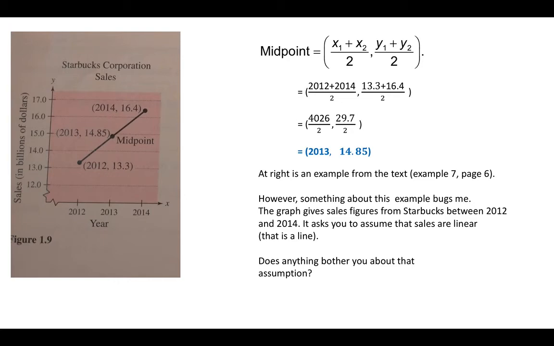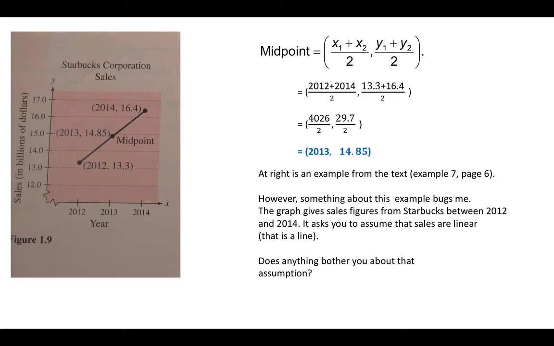The idea here is that we know the sales in 2012, 2014, but not yet in 2013. So you have to find them. Well, that's just the midpoint of that segment. And so you add the x coordinates together. So you add the years, and you find the middle year, which is 2013. That's not too hard. And then you add the sales. So you add 13.3 for 2012, 16.4 for 2014, and you divide those by 2, and you get the midpoint, 2013, 14.85. So that tells you that if you use this estimate, you're estimating the sales at $14.85 billion.